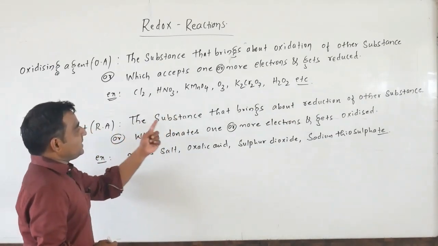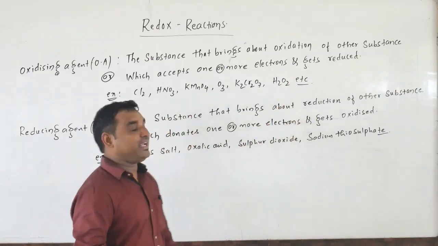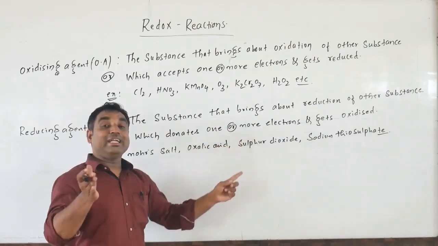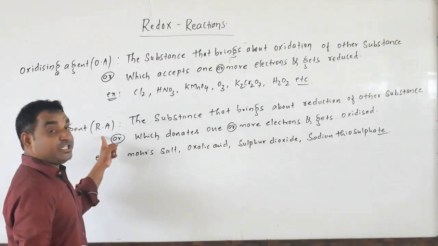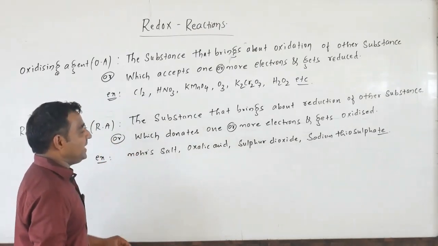A reducing agent is the substance that brings about reduction of another substance, or which donates one or more electrons and gets oxidized itself. That is called a reducing agent. For example, you can take Mohr's salt, which acts as a reducing agent.